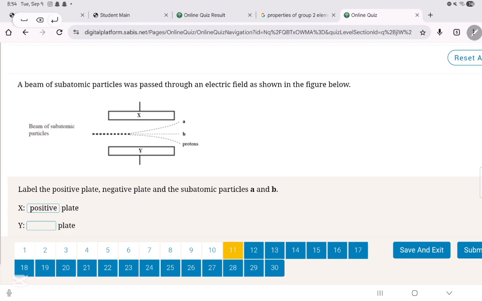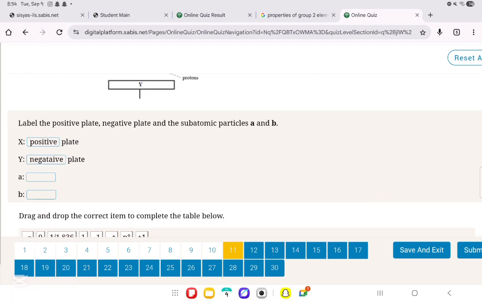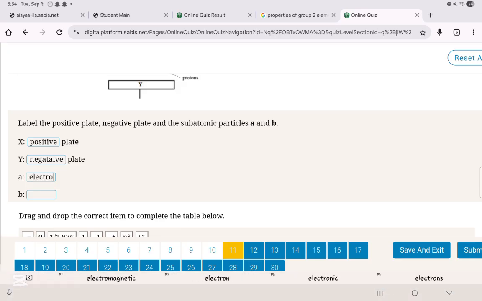Please ignore my coughing. Y is the negative plate. A is what? A is the electrons. And B is the neutrons.